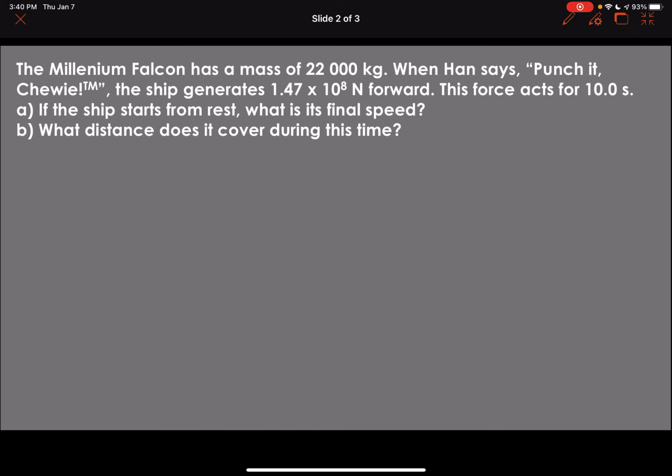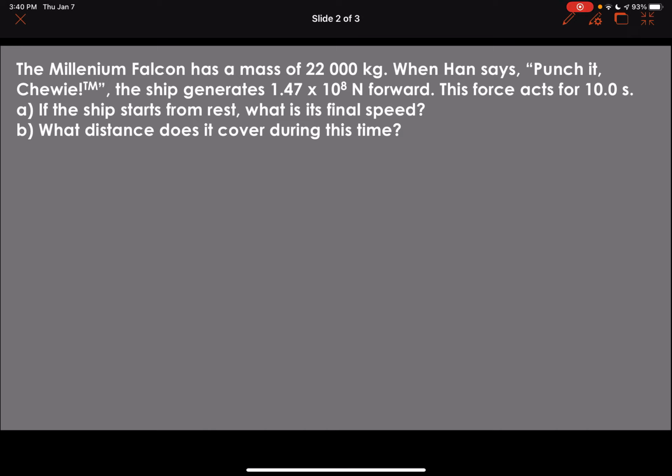Let's say the Millennium Falcon has a mass of 22,000 kilograms. I don't know what it really is. I mean, of course it's fake, but anyways, Han Solo says, punch it, Chewie. The ship generates a bunch of force forwards. The force acts for 10 seconds. The ship starts from rest. What's its final speed? And then eventually, what distance does it cover during this time?